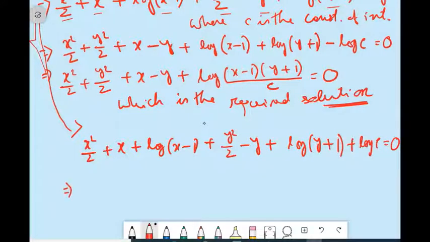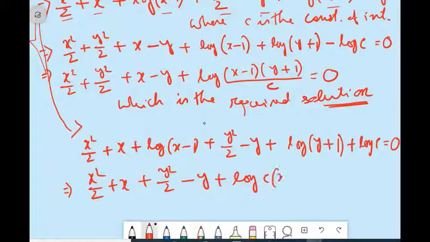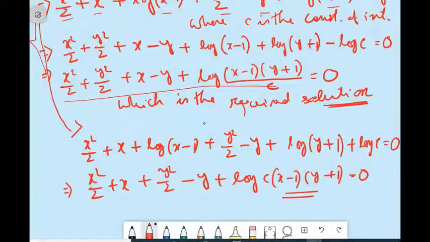Now in this case it will become x² by 2 plus x plus y² by 2 minus y plus log of c(x − 1)(y + 1) is equal to 0, which is the required solution. Either you can use this solution or the second one, both are same.